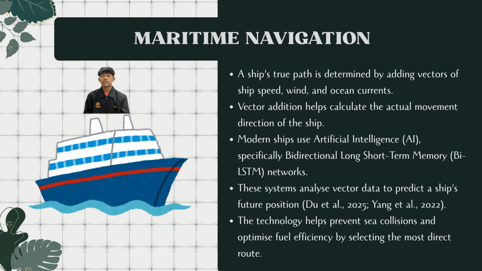In modern maritime systems, vector data is analyzed using advanced technologies such as artificial intelligence and machine learning models. For example, bidirectional long short-term memory networks are used to analyze historical vector data including ship movement, wind pattern, and also ocean current. This system can predict the future position of the ship based on the previous moving pattern.